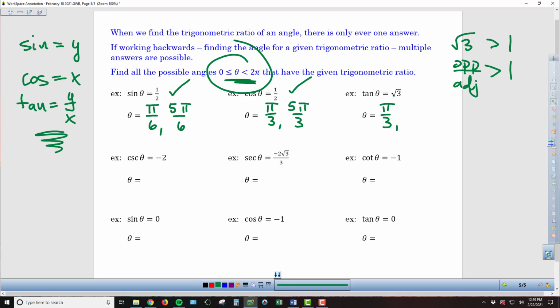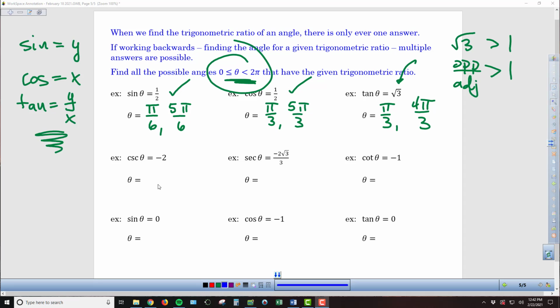And then tangent is also positive where either both coordinates are positive, like it is in the first quadrant, or both coordinates are negative, like it is in the third quadrant. Since negative divided by negative will equal a positive, and my tangent ratio is positive in this case. So therefore, my second answer in this 0 to 2 pi interval is going to be at 4 pi over 3.